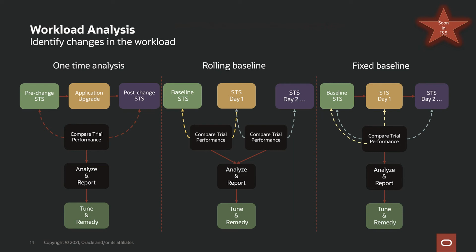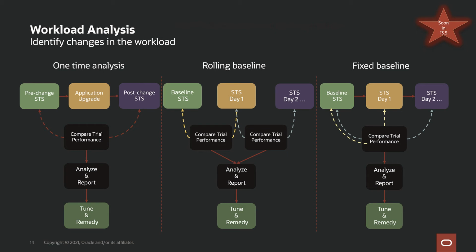Rolling baseline. With rolling baseline, we capture a SQL tuning set as a baseline SQL tuning set, day 0. Day 1, we compare this baseline with the day 1 SQL tuning set, do the comparison, and have the ability to analyze and report and see if there are any changes. Then we use the day 1 SQL tuning set as the baseline when we compare with day 2.